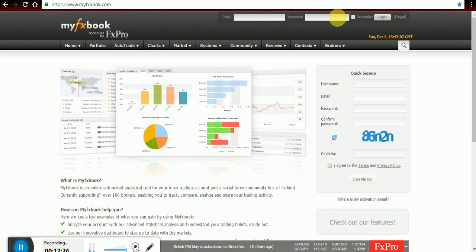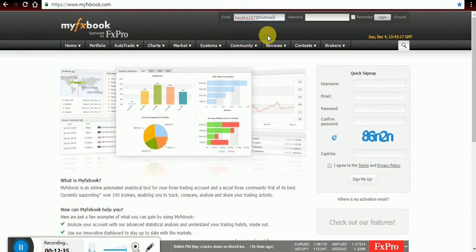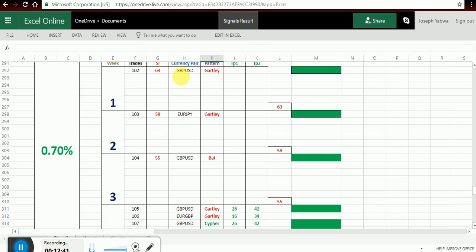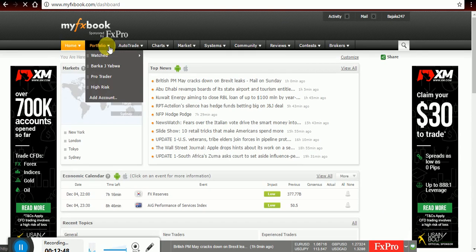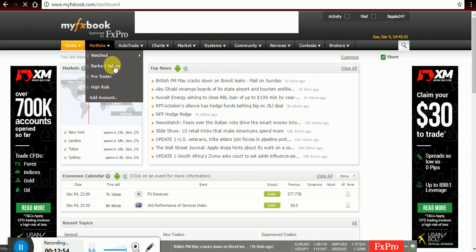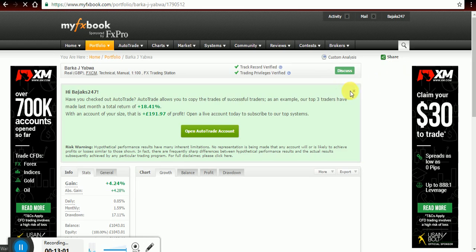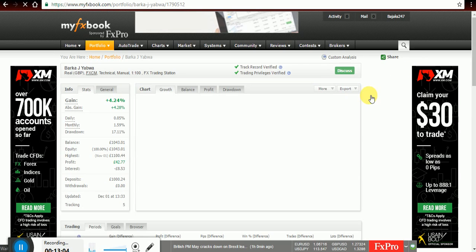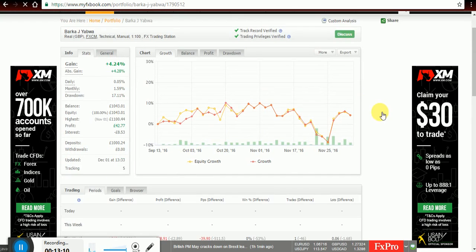So bear with me one second, and I'll show you guys. Obviously you guys already know this by now, those of you that are tracking my results in my FX Book. As you can see, if I bring up the chart, it's just loading up. As you can see, my drawdown was 17%. So I had a series of losses.